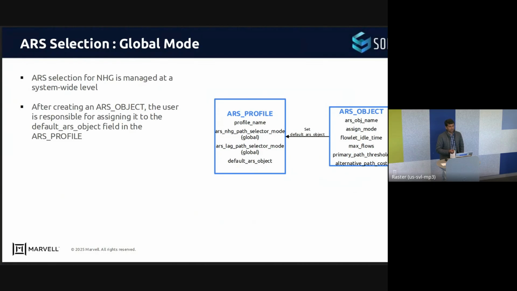To configure ARS in the global selection mode, the user has to program two tables. One is the ARS object and the second one is the ARS profile. First they need to create the object and then bind that to the ARS profile as the default ARS object. This is going to be a global ARS object bound to the entire system. So all the interfaces that are part of that system will have ARS enabled on them. This is pretty much straightforward in the case of the global mode.